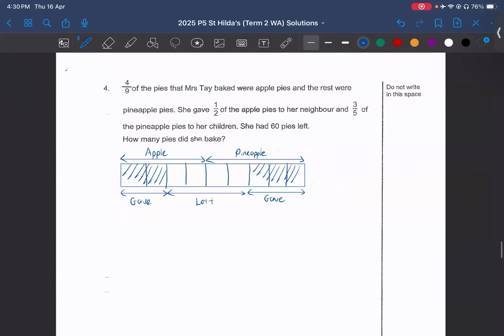Question 5. The figure below, not drawn to scale, shows a rectangular container. For part A, find what is the volume of the container. Give your answer in liters and milliliters. Okay, so we're given the dimension of the container, which is the length is 25, the breadth is 8 centimeters, and the height is 12 centimeters. So we have to find the volume of the container.